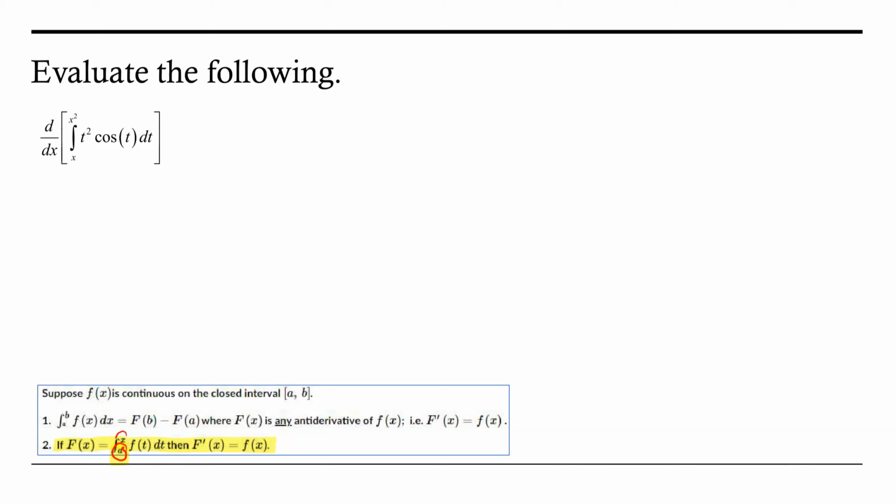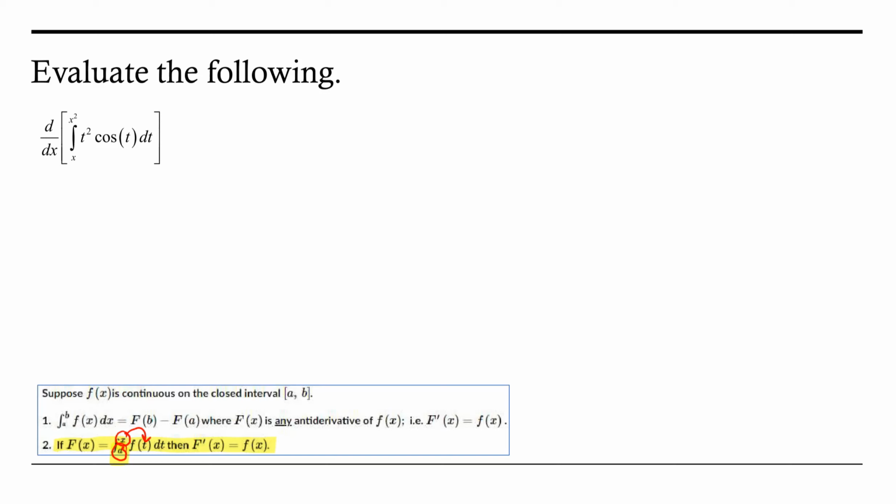If we have a function like that, then the derivative of that function can be found by simply substituting in the variable x for the variable in the integrand. In this case, in the theorem down here, we're substituting the x for the variable t. So let's take a look how this applies to the example we have here.